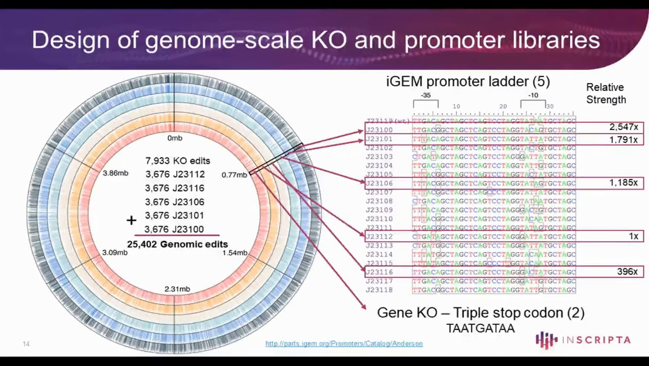So what you can see here in the circos plot is actually all the editing designs that we generated in these 7 libraries, from knockout in red to the weakest, and to the strongest promoter. So I'm just showing you how we basically make 7 different designs for each gene in the E. coli genome, giving a total of more than 25,000 edits.